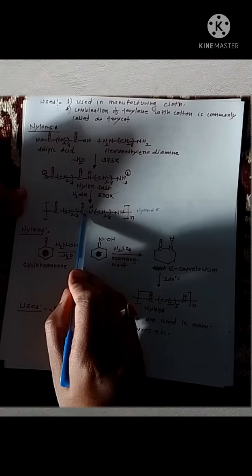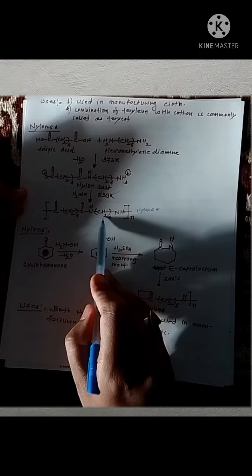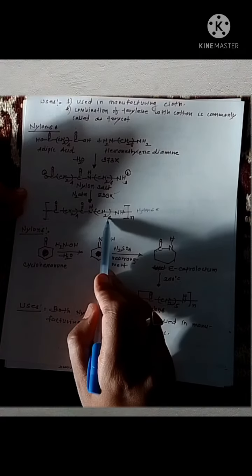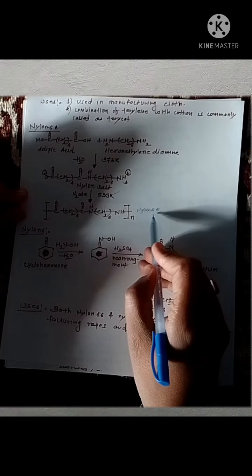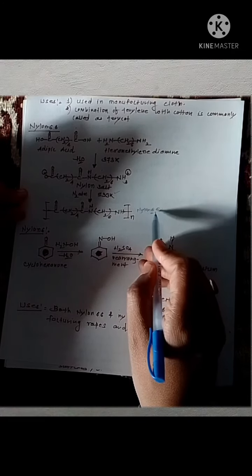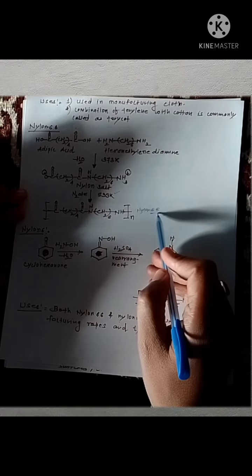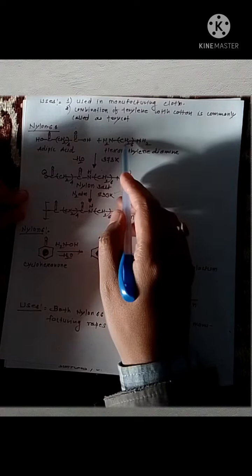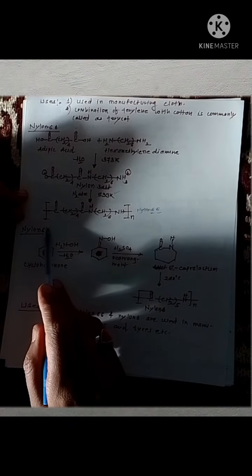This part is basically coming from your adipic acid, and NH CH2 by 6 NH. This part is basically coming from your hexamethylene diamine, and that's why the name is nylon 66. 6 stands for 6 carbon atoms from your adipic acid, and this 6 stands for 6 carbon atoms from your hexamethylene diamine.